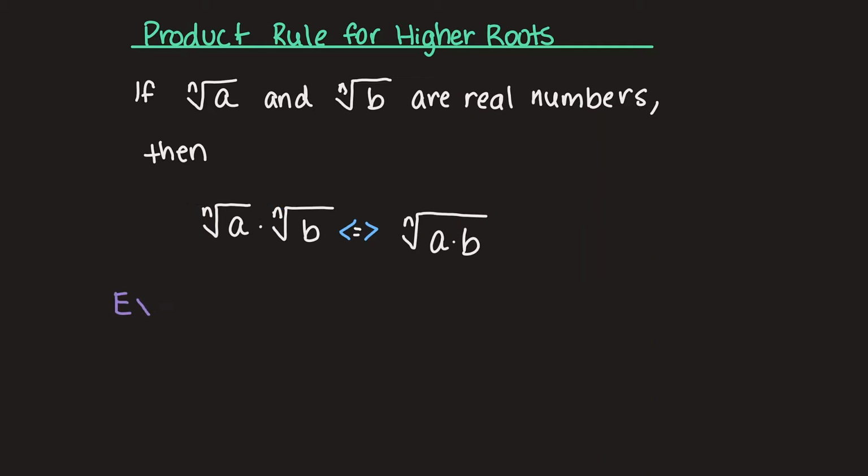So for example, if we have the cube root of 2 times the cube root of 7, we can use the product rule for higher roots and simplify this to the cube root of 14. So this rule is going to be useful for simplifying higher root radicals of any index.